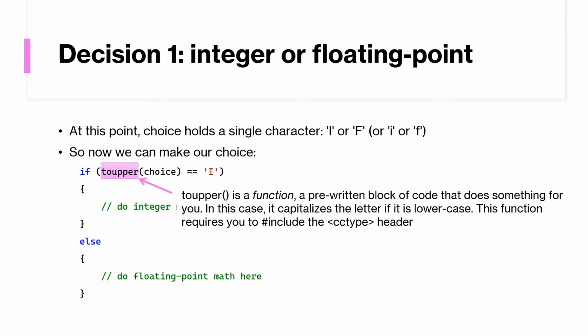Okay, a couple of notes on this code. toupper is what we call a function. Anytime you see a bit of C++ code, a C++ name followed by parentheses, other than like if or while, that's going to be a function. It's a pre-written block of code that does something for you. In this case, it takes the letter that's passed inside the parentheses and it capitalizes it if it's lowercase. Okay, that just avoids us having to check for capital I or lowercase i. It just simplifies the code a little bit.